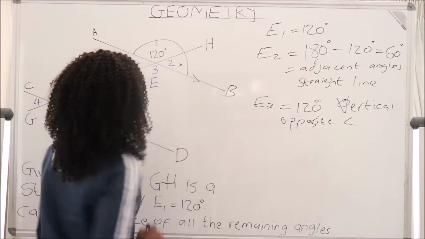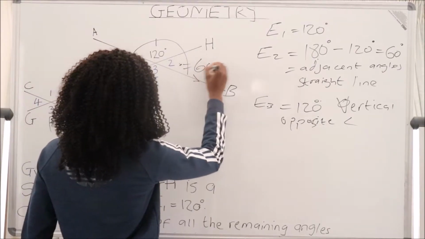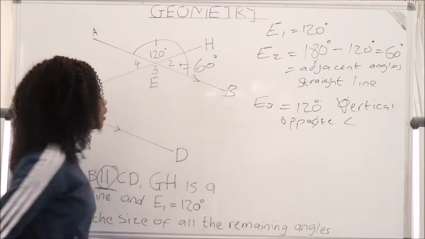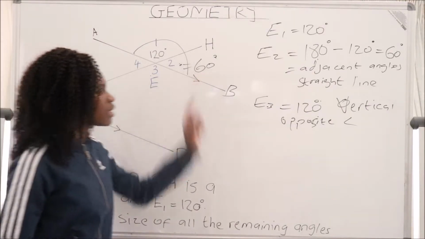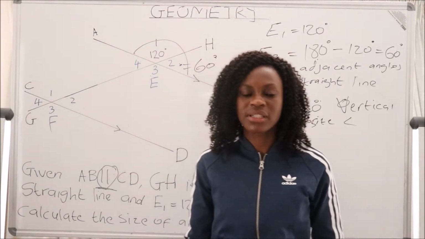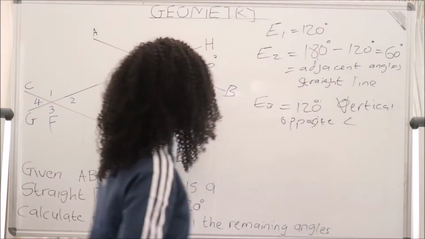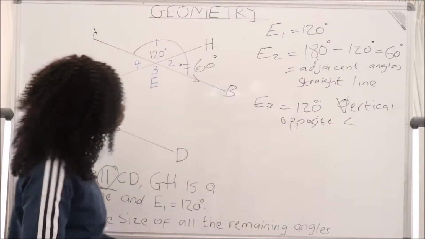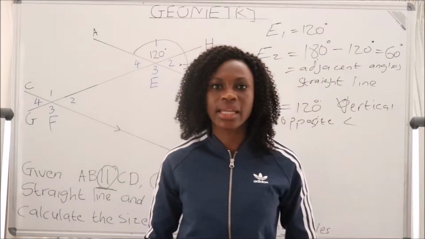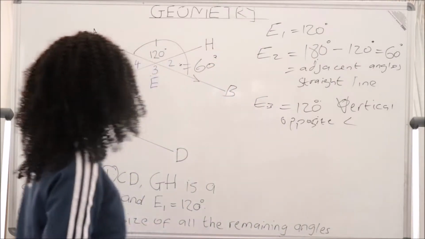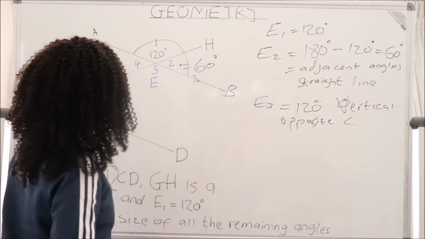So now that we know the value of E2 there, which is 60 degrees, to get the value of E3 there, we just have to subtract 60 degrees from 180, which will give us 120 degrees, because there is a straight line, and these two, E2 and E3, are adjacent angles on the straight line. So that's why we will use that to get the value of E3.